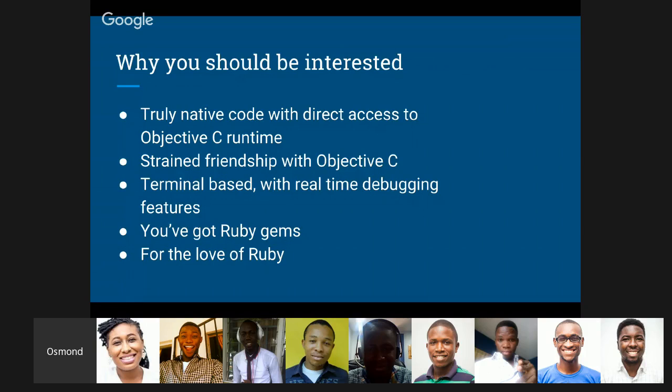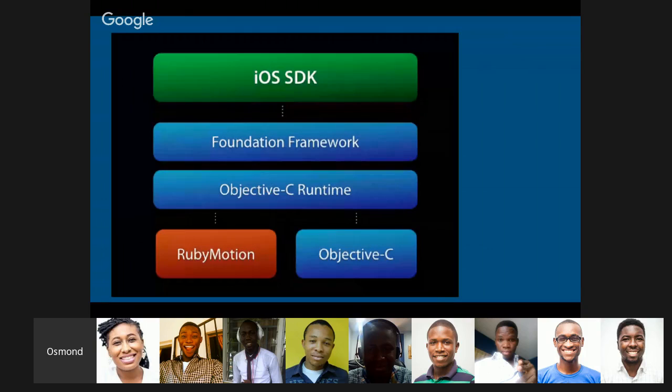So this is just a diagram to tell you how RubyMotion interacts with the iOS platform. At the top level, you see the iOS SDK, the UIKit, the Foundation framework, then the Objective-C runtime. It is this runtime that both Objective-C and RubyMotion plug into. So there are really no speed limits or constraints there, just a direct comparison.